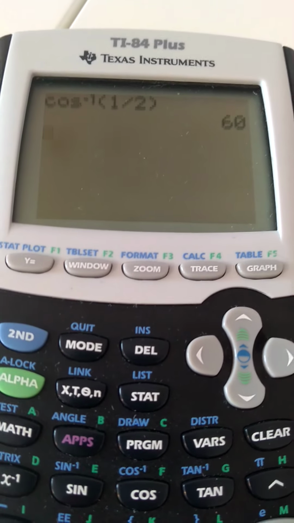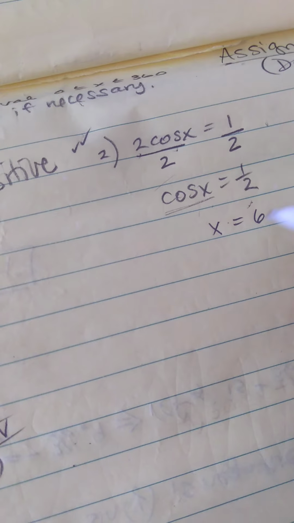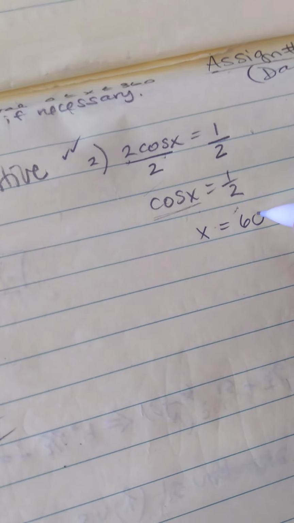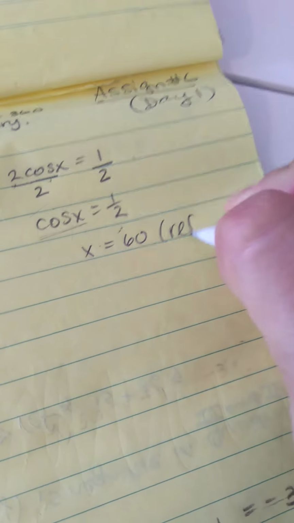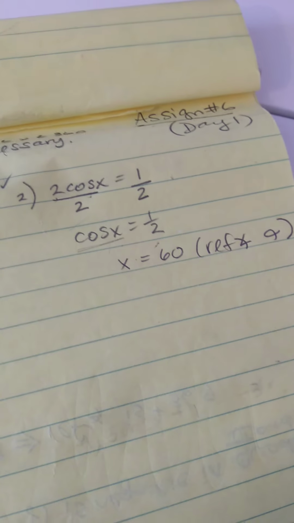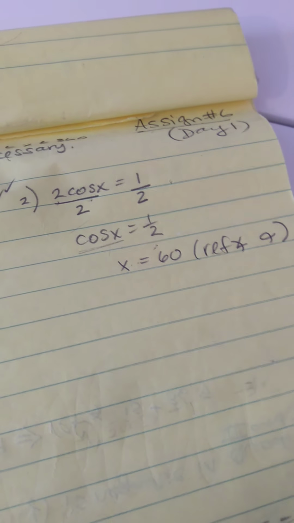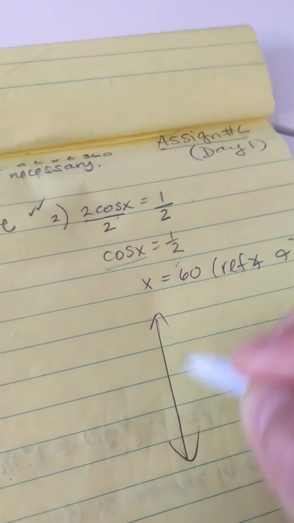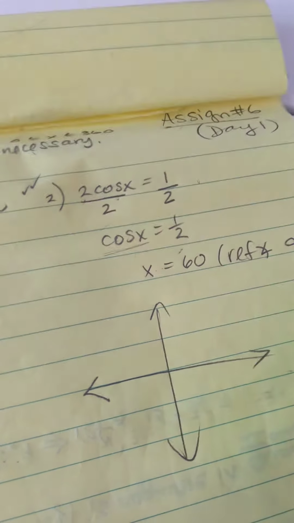And the angle is 60 degrees. So I am going to say the angle is 60 degrees, and because it's positive and acute, that is my reference angle, my alpha. So that's the angle that I'm going to use to find every angle. All right, so now you have to figure out what quadrants we can work in.